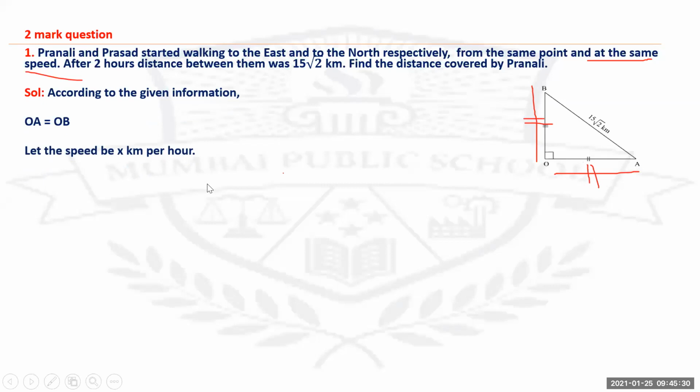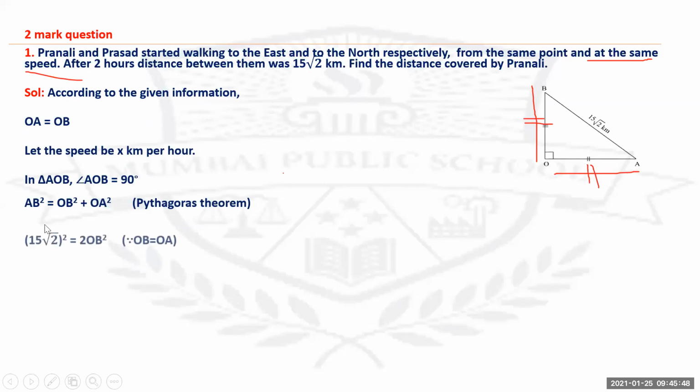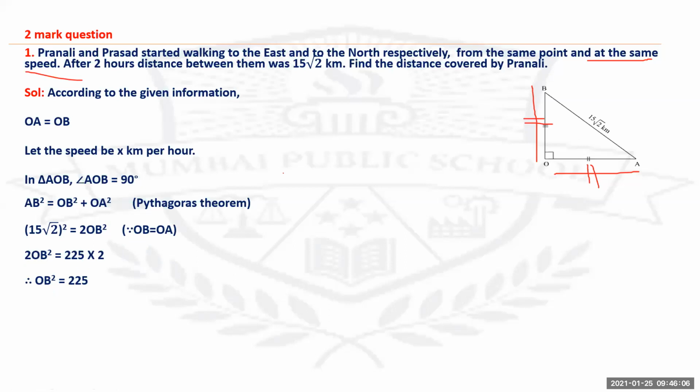Let OA equal OB, and let the speed be x kilometers per hour. Again, in triangle AOB, angle AOB equals 90 degrees. So AB square equals OB square plus OA square. So (15 root 2) square equals 2 OB square, because OB equals OA. So twice OB square equals 225 into 2. The 2 on both sides gets cancelled. So OB square equals 225. So OB equals root 225, that is 15 kilometers.